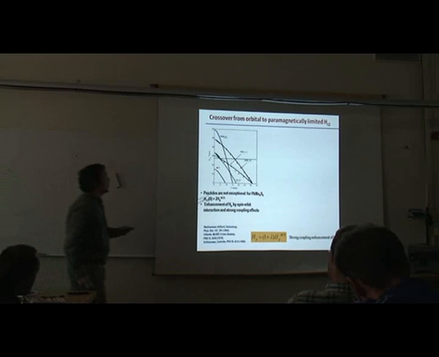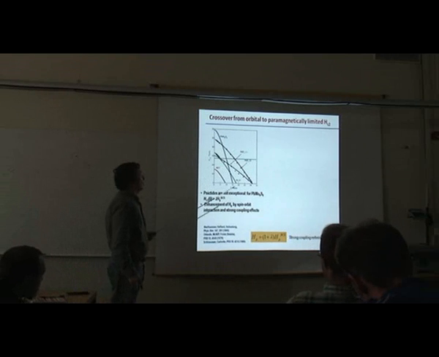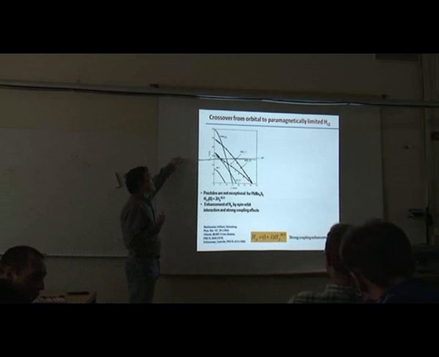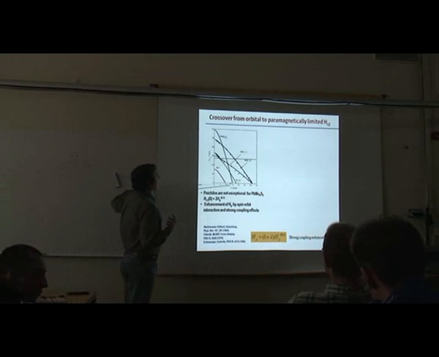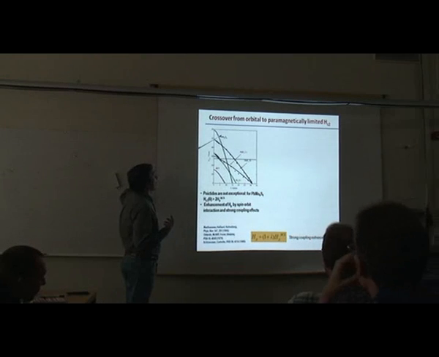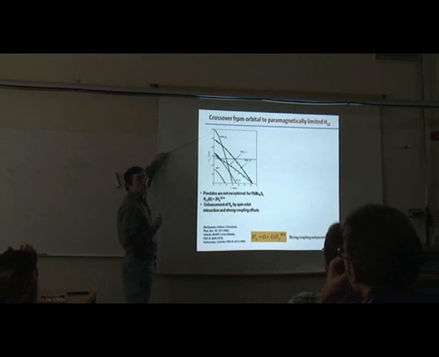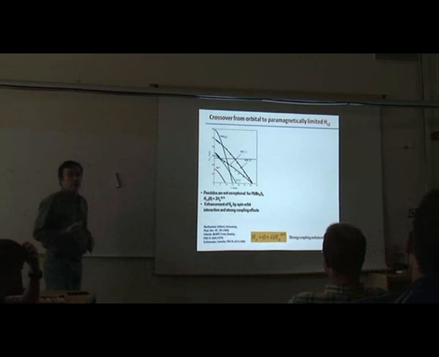Here I'm just showing that, again, there are lots of materials for which the paramagnetic limit is exceeded. This is a Chevrel phase. This is the paramagnetic limit. So you have a factor of 2 higher Hc2.